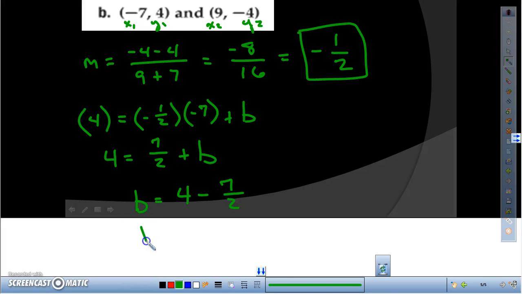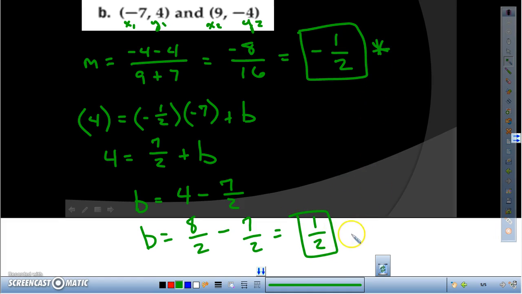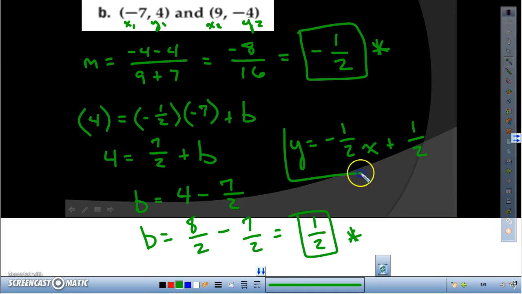So now I need to find a common denominator to be able to subtract here. I end up with 8 halves minus 7 halves for a y-intercept of 1 half. And those are the two values that I need, my slope and my y-intercept. And now I can plug into my general form of y equals mx plus b. So there's your equation in slope-intercept form for example 3b.